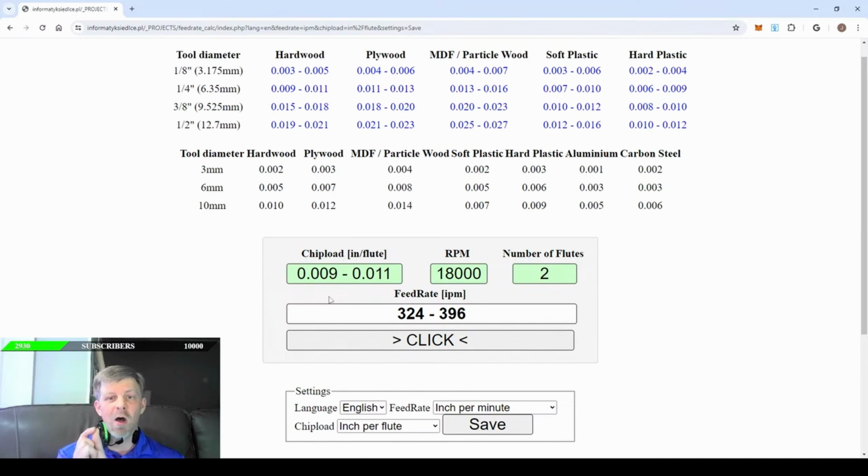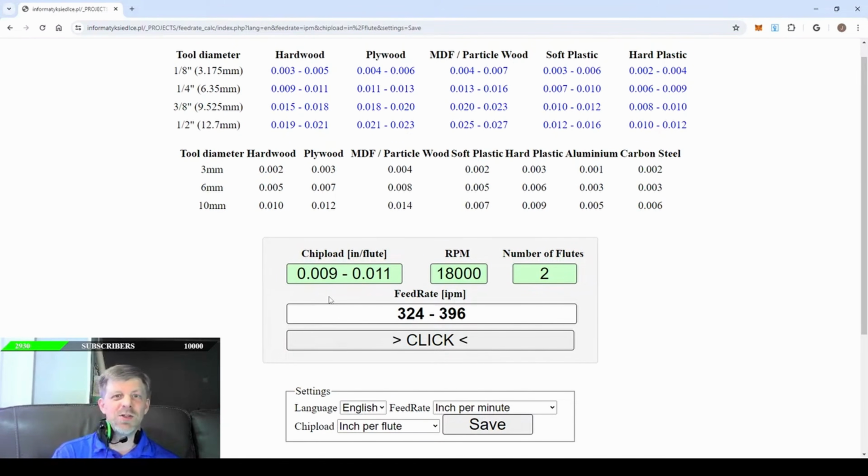So the smaller the bit, the less impact that the step over has on quality. But the larger the bit, the more impact step over has on the quality. And then when you get to like 30%, you start affecting chip load. So that's how step over affects both chip load and cut quality.